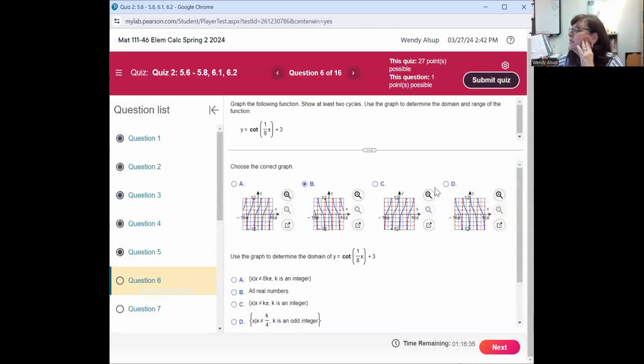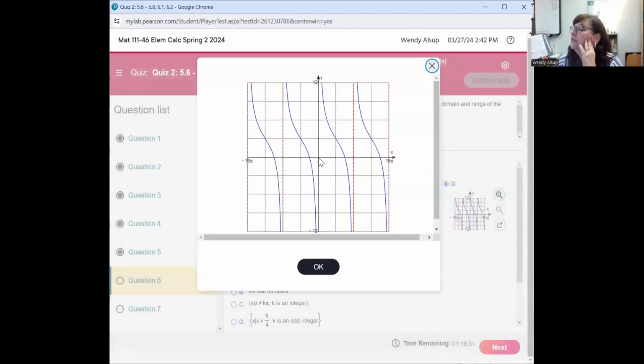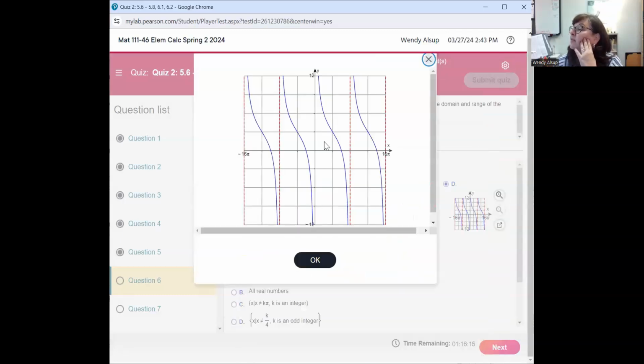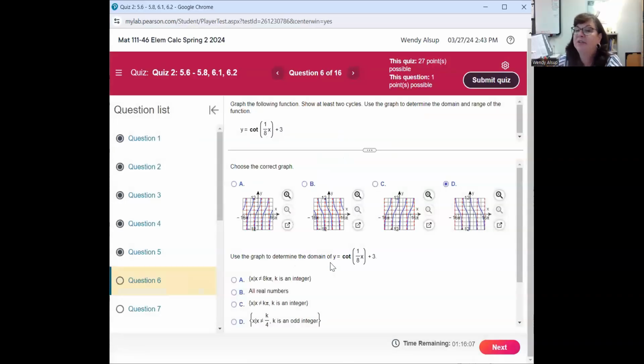It's not B. Let's look at D. Going down left to right, and your first asymptote's at 0, and then 8 pi, and then 16 pi. So this is the one we want. And see how this one is moved up. We were moving up 3 units, so this must be 3 units here. Yeah, it is: 3, 6, 9, 12. So we've picked ours up and moved it up 3 units. So ours is letter D in this case.